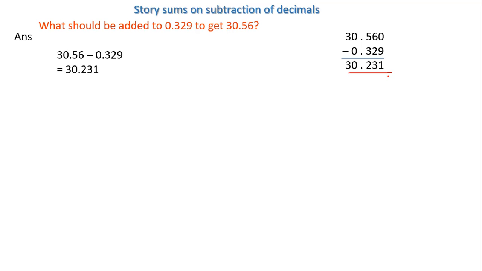Hence, we have to add 30.231 to 0.329 to get 30.56. These are the few story sums on decimals.